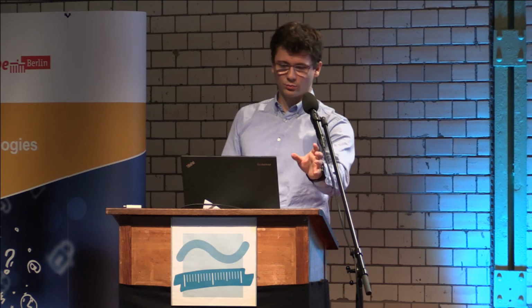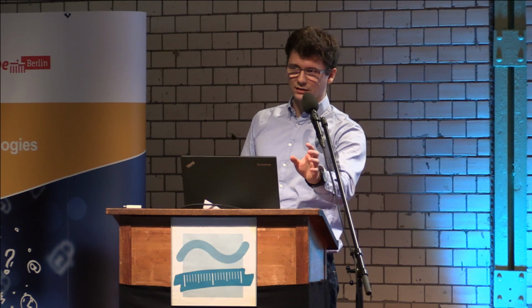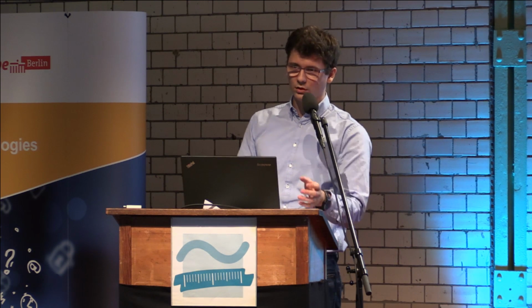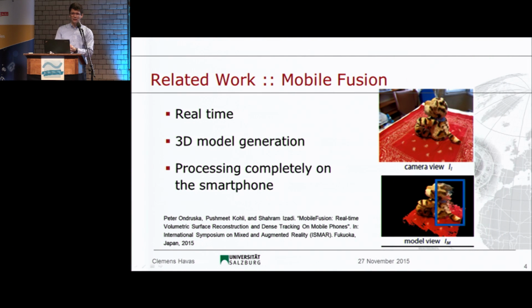The other publication I want to mention is announced in 2015. There the scientists just place an object on the table, move the camera around, and instantly get a 3D model out of the object. This is completely done on the smartphone, and I want to mention that they use the resolution for the images 320 times 240, which is extremely small.